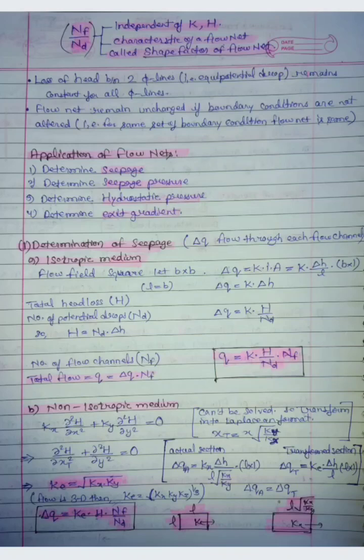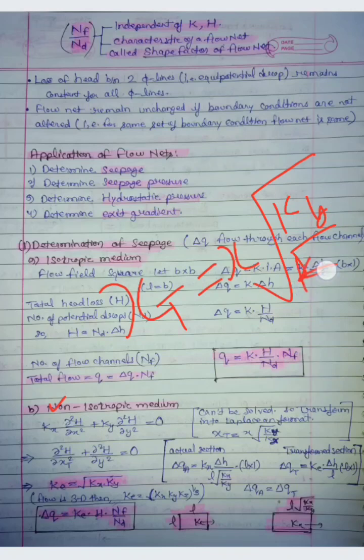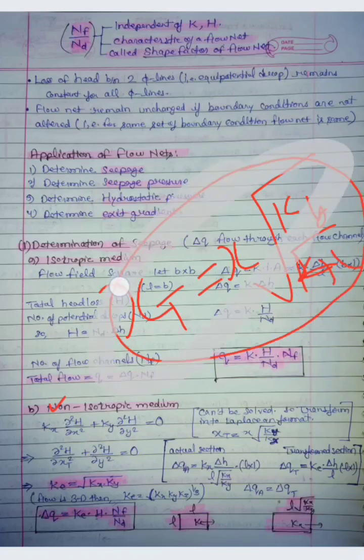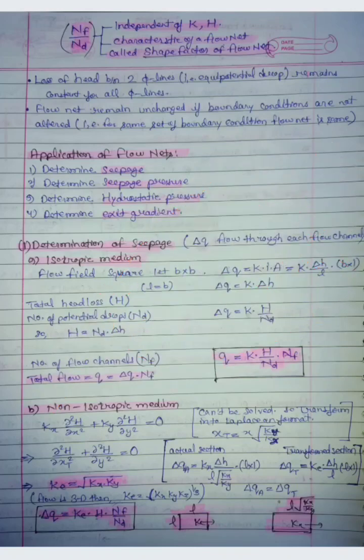Now this was for the isotropic medium. For the non-isotropic medium, we know the equation is Kx into del square H upon del X square plus Ky into del square H upon del Y square equal to 0. This equation can't be solved as it is, so we have to transform it into Laplacian format. For that we assume xt is equal to x under root ky upon kx. By this assumption, the equation that was not solvable converts into Laplacian format and we can solve it.